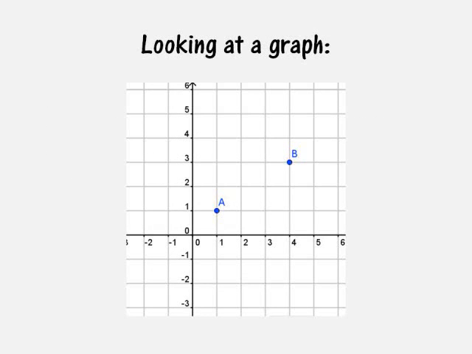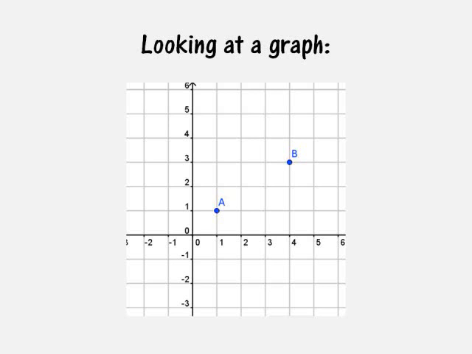We have 2 points on the coordinate graph below, or on the picture. You have point A, which is located at 1, 1, so your x value is 1, your y value is 1. And you have point B, which is located at 4, 3. Your x value is 4, your y value is 3. What do we do with this?